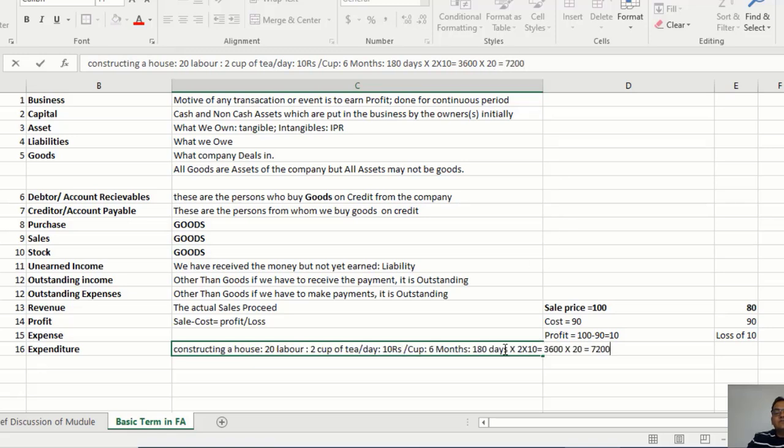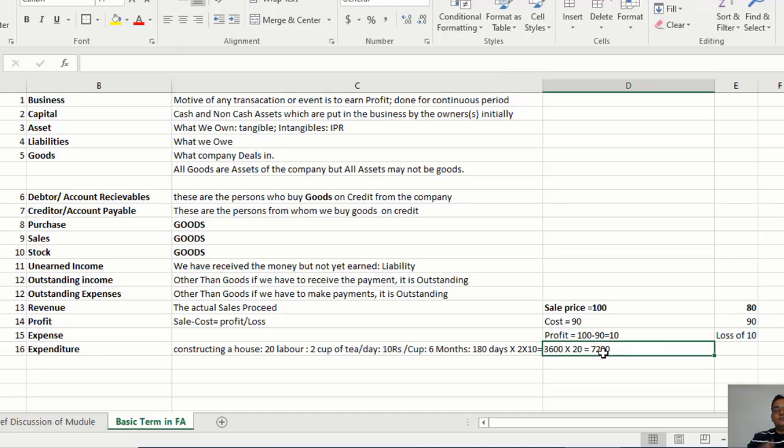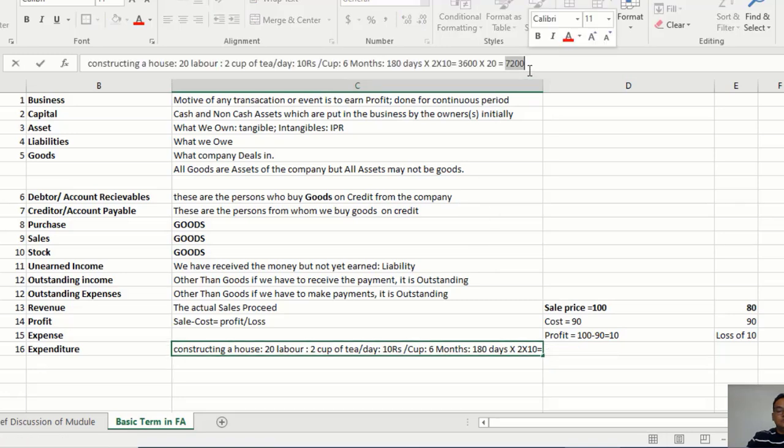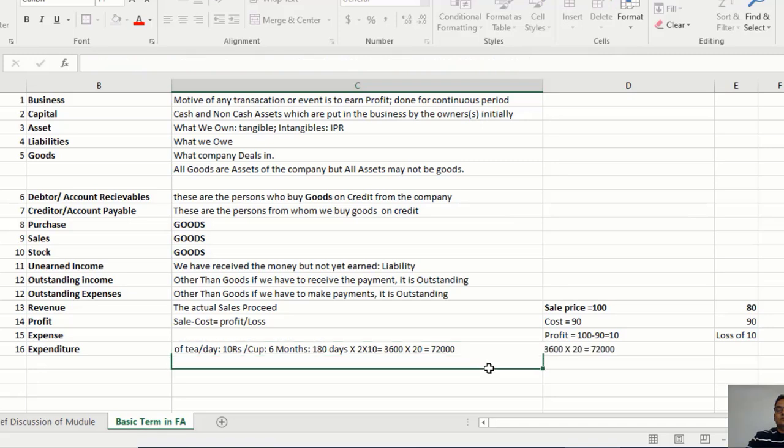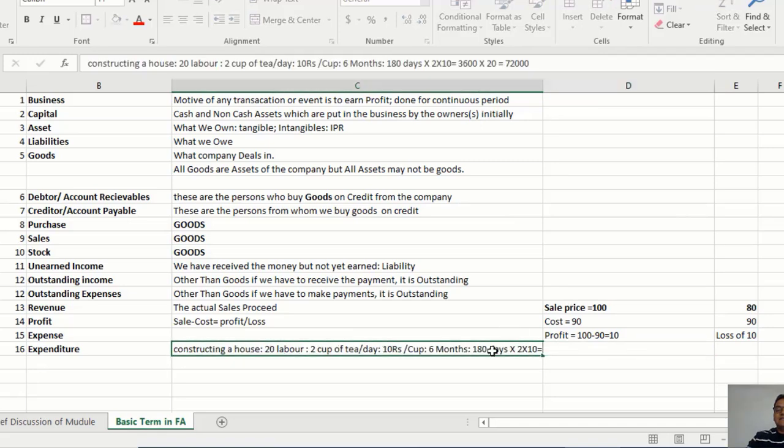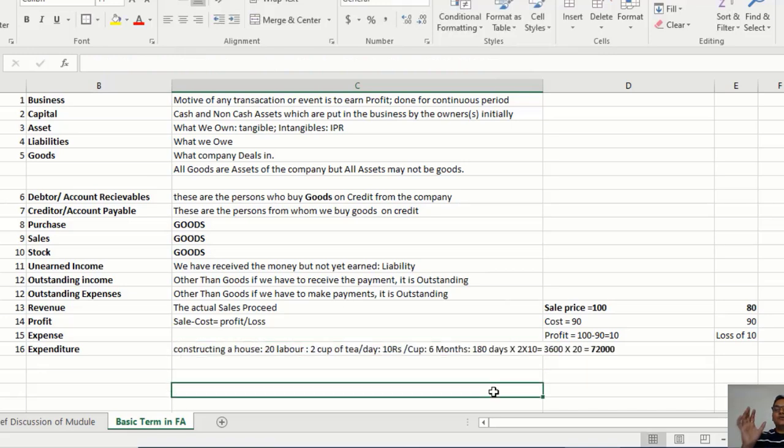So now is it an expense for you? This has become a cost of construction of your house, right? Into 20 will be, oh, 72,000. See how bad I am in mathematics right now. So now your cost has become 72,000. Wow, you're liking it? So this is my total cost. This has become not an expense now, it has become expenditure, which is going to be attached to the total cost of production, or sorry, construction of the house.